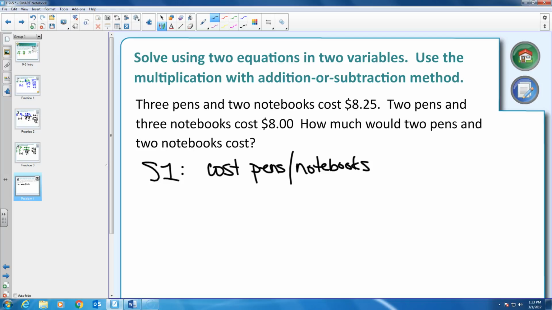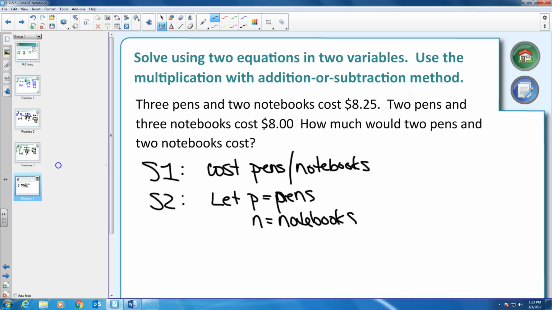Step number 2 in the 5-step plan, we need our let statements. Now, we don't have to use X and Y. Sometimes it's easier to use the letters that are there. What would you do, Jack? Let? Now, I would let P equal pens, and I would let N equal notebooks. So now we kind of cruise through step 1 and step 2.